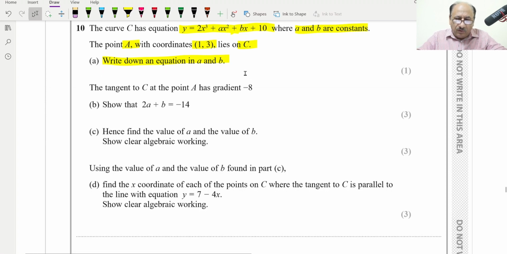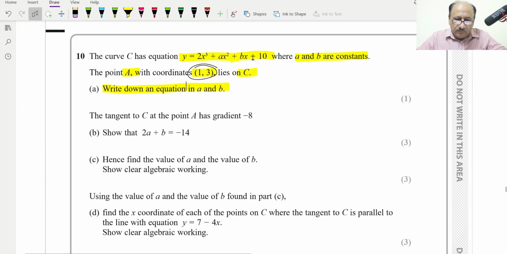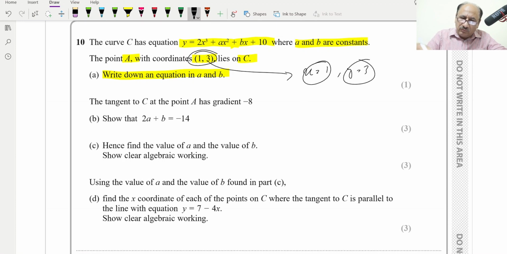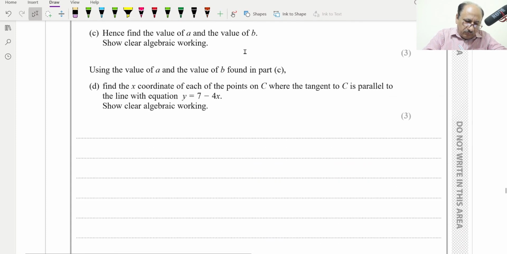So in a and b format, we basically have to insert this point into the given cubic equation. From this point we get x is equal to 1 and y is equal to 3. These two values we will replace in the given equation. So I will solve over here.